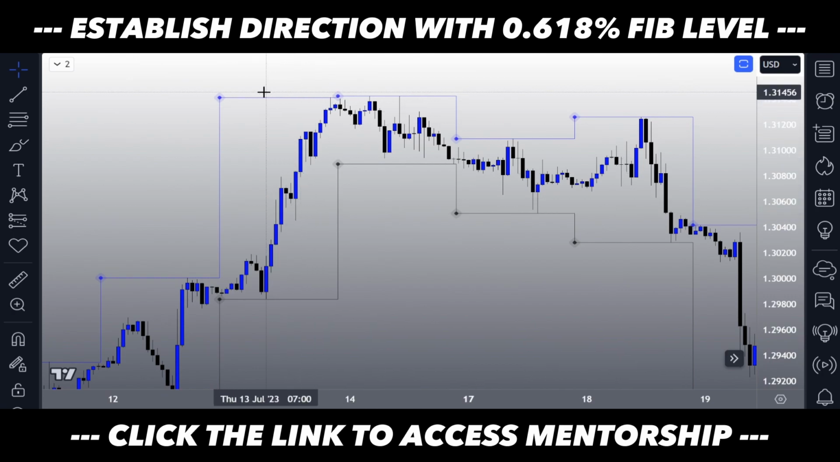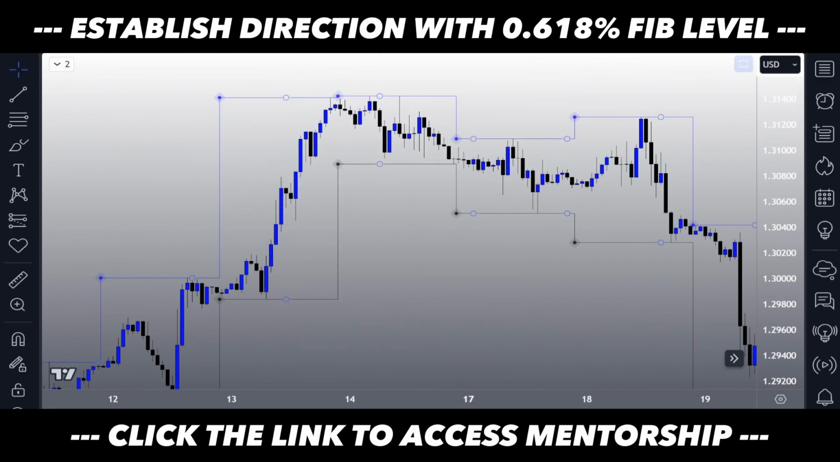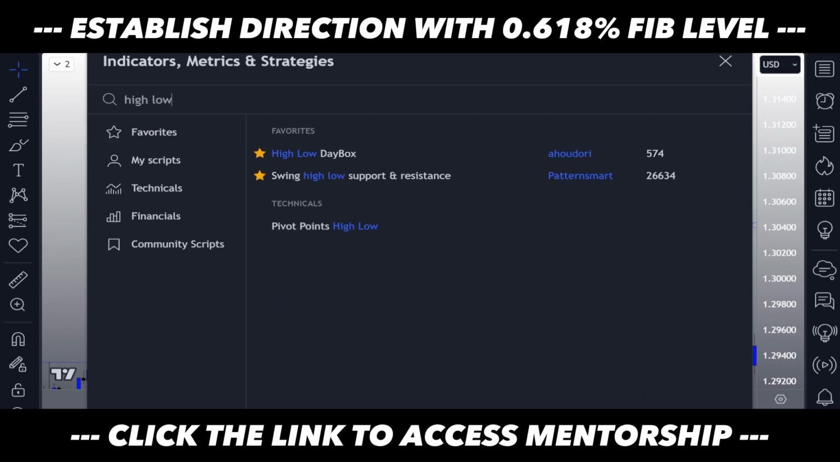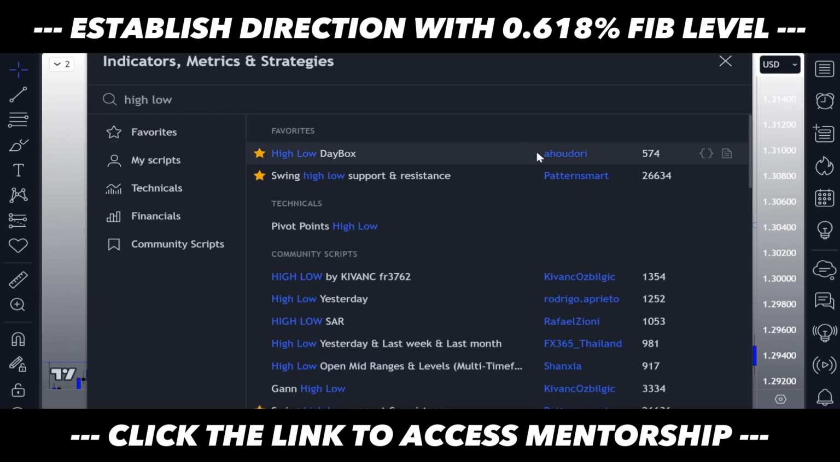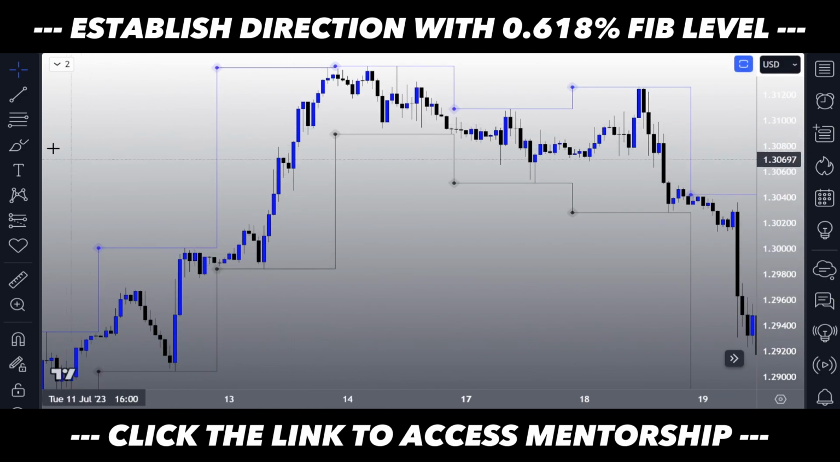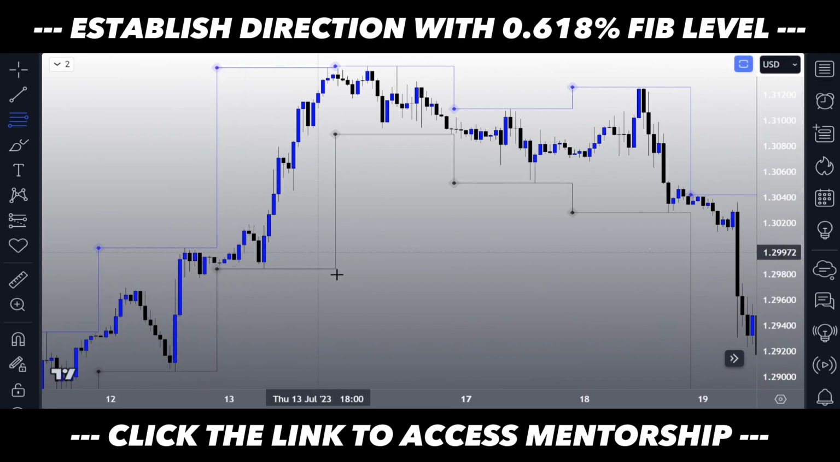The first thing that you need to have on your charts is this indicator called high-low day box. All you need to do is go into the indicator section and type high-low day box. Okay, right here. Once you click on it, you will have this indicator. What it does is that it highlights the high and the low of each day. Second thing that you're going to need is you go into this section over here, click on Fibonacci retracement.